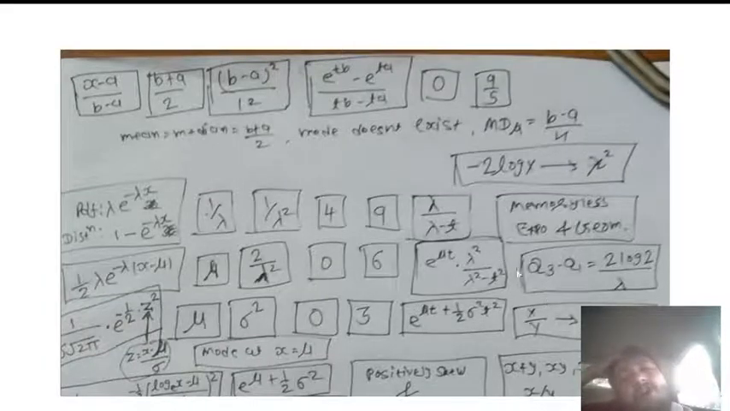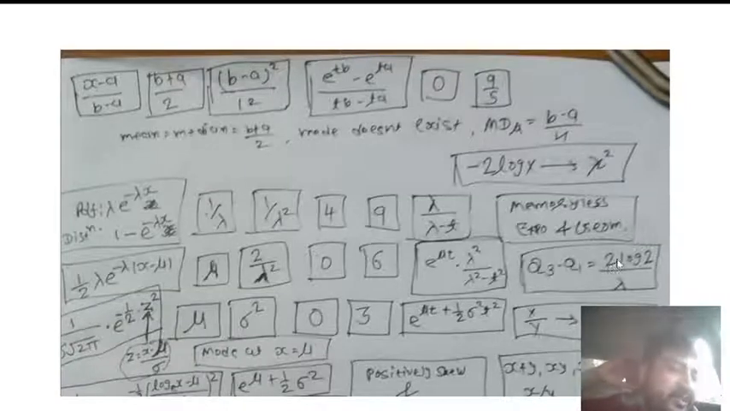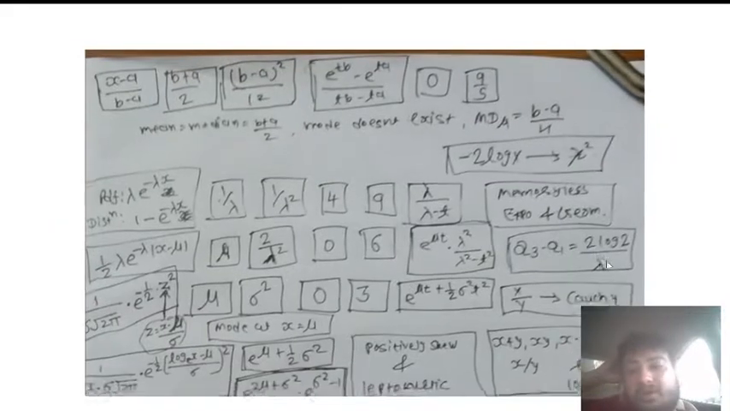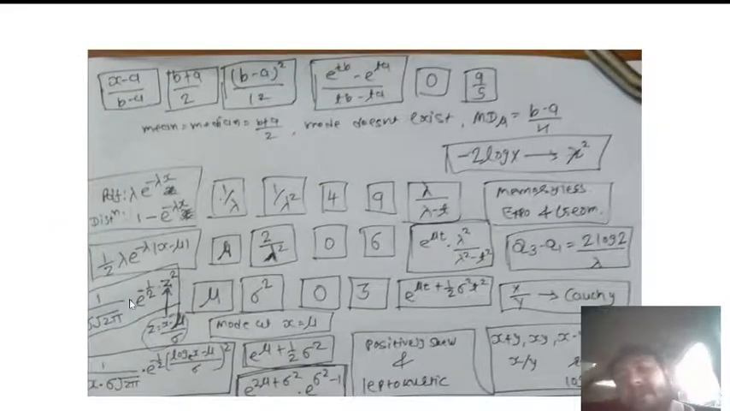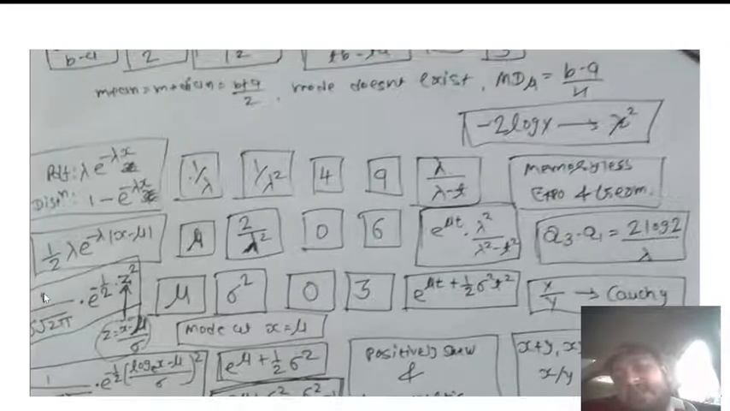We are seeing one more property, Q3 minus Q1. This is the interquartile range. If you are asked the interquartile range of the double exponential distribution, just say it is 2 log 2 upon lambda. Okay. So now we are moving toward the normal distribution.